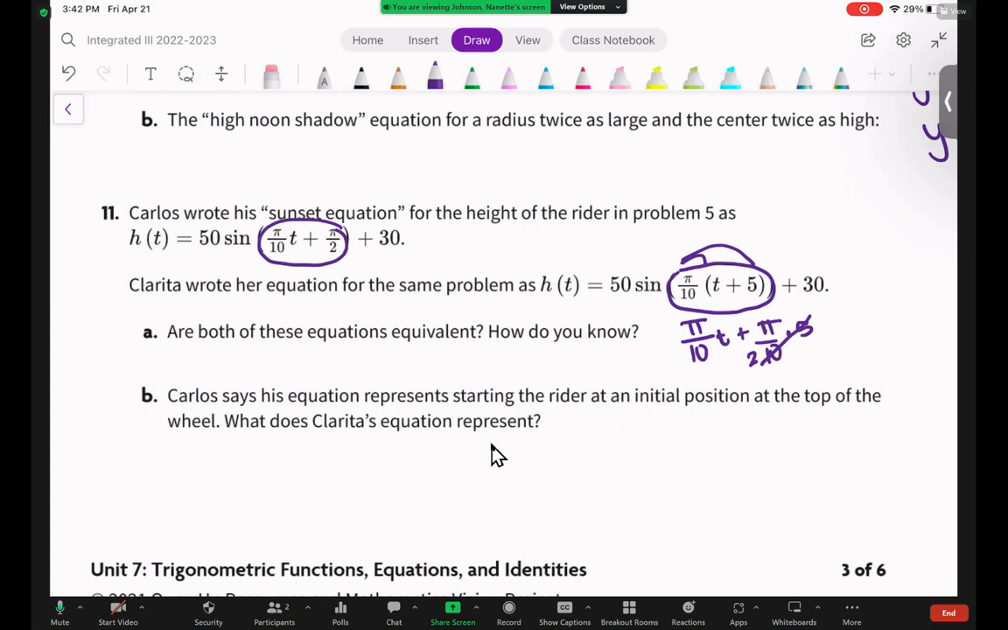So Clarita's equation represents the same thing as Carlos's, except Carlos represents the position that they're at, versus Clarita is the amount of time it would have taken, almost like a head start. So 5 seconds after the rider passes the 0 point. Does that make sense? So they're both starting here at the very top of the wheel, if that makes sense. All right.